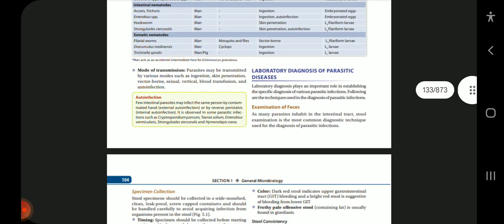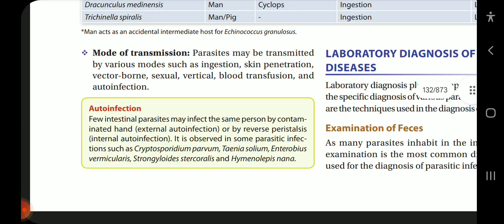Now let us come on to mode of transmission. Parasites may be transmitted by various modes such as ingestion, skin penetration, vector-borne, sexual, vertical, blood transfusion, and autoinfection. Autoinfection: few intestinal parasites may infect the same person by contaminated hand, external autoinfection, or by reverse peristalsis, internal autoinfection.